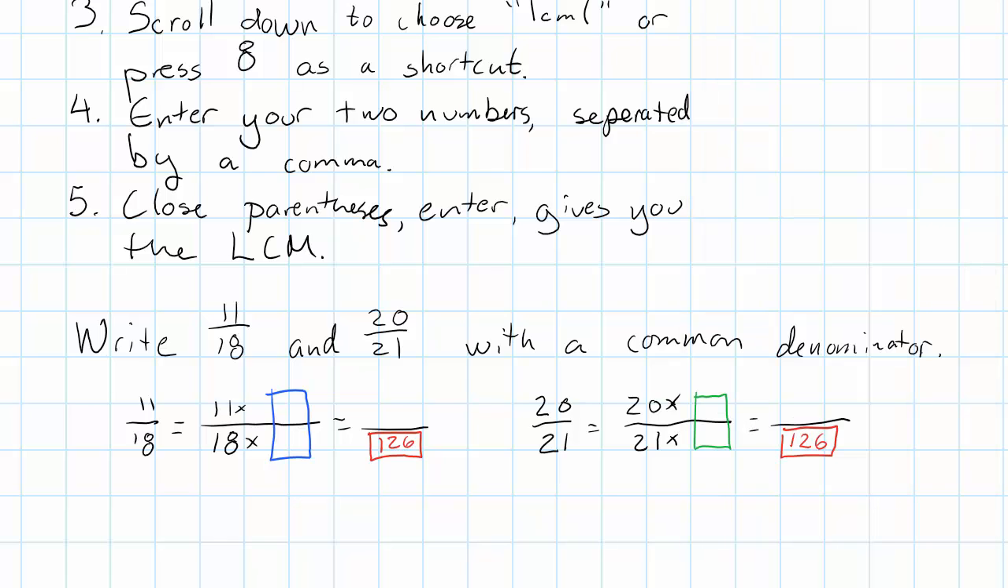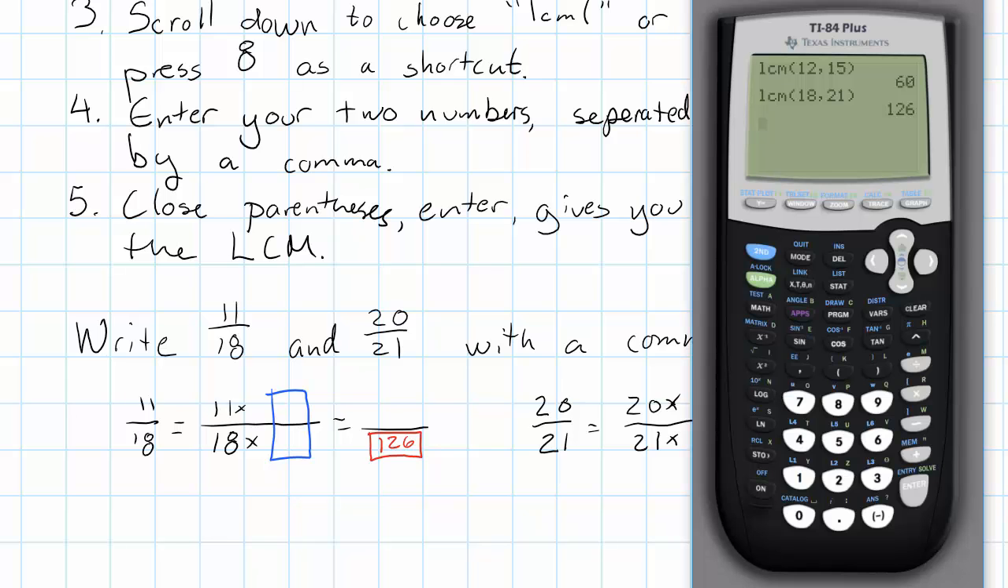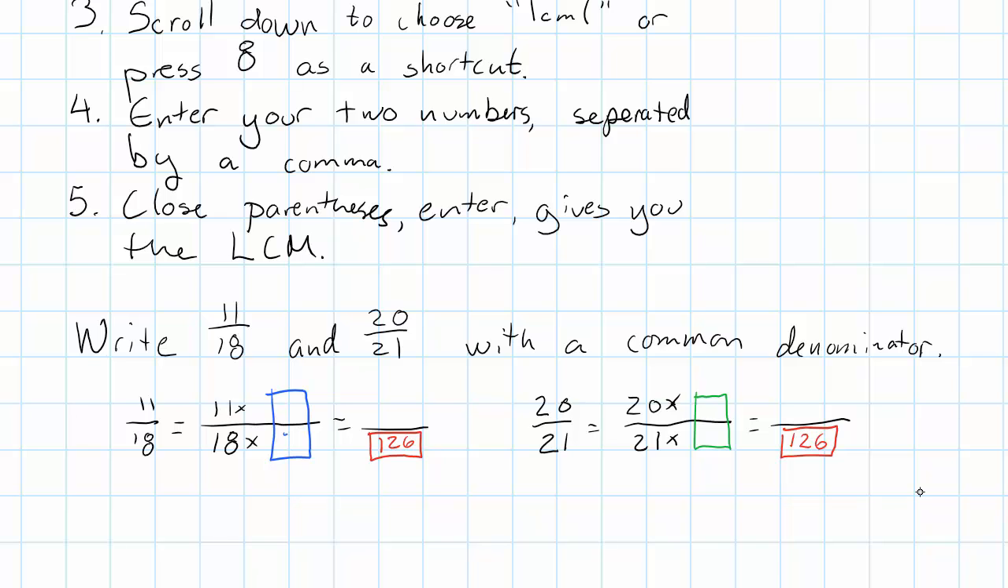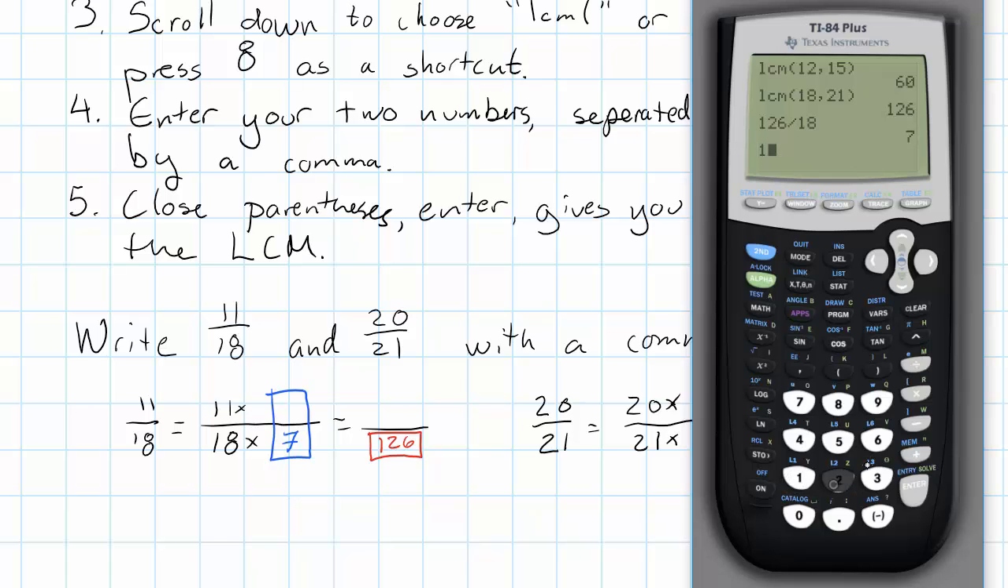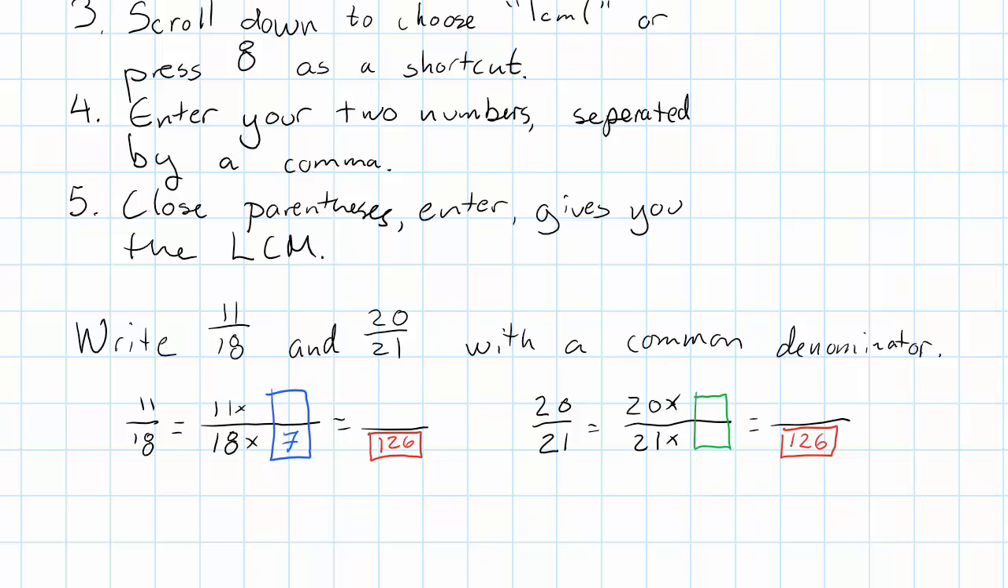The next thing we need to work out is, what did we have to multiply 18 by to get 126? Well, that looks like a job for division. 126 divided by 18 is 7. We had to multiply 18 by 7. 126 divided by 21 is 6. We had to multiply 21 by 6.